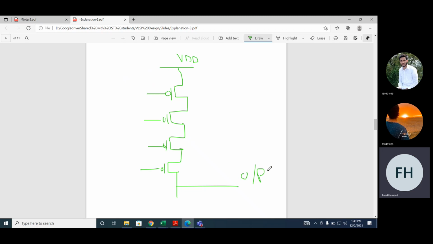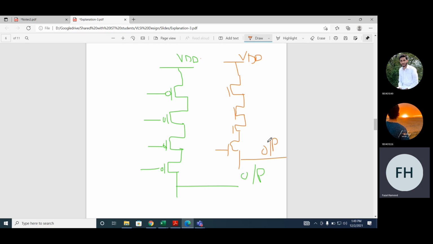Let's assume that instead of PMOS, we are using NMOS. Let's assume a scenario where we are using NMOS here. So now, how will it look? VDD, first NMOS, second NMOS, third NMOS, and fourth NMOS, and then output. And the ground will be isolated. In this particular example, the ground will be isolated.